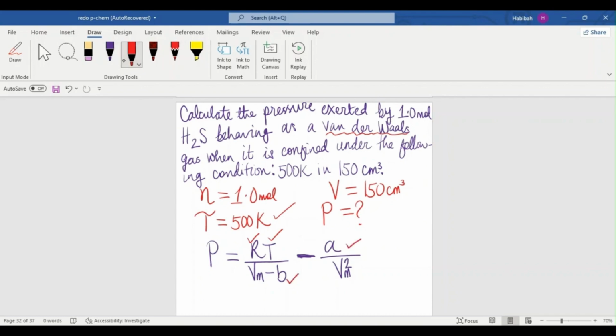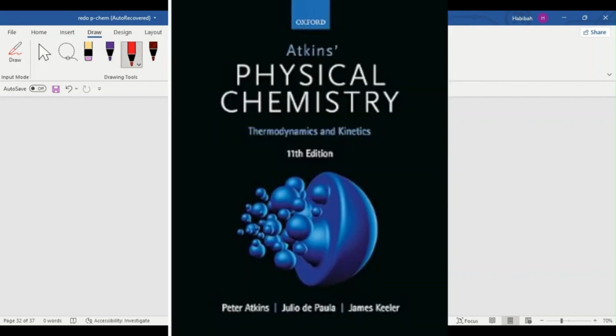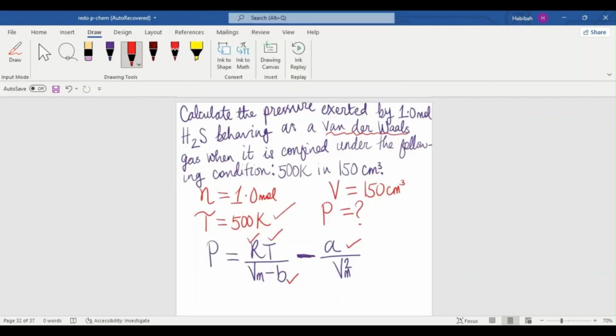Now, whenever you see a question like this, it's important for you to know that at the back of the physical chemistry Atkins textbook, which is the textbook I got this question from, there is a resource section, and in that resource section, you get all of the information you need for each question. So when you go to the back of the textbook and you look for the A and B for H2S, you're going to get those specific values for A and B.